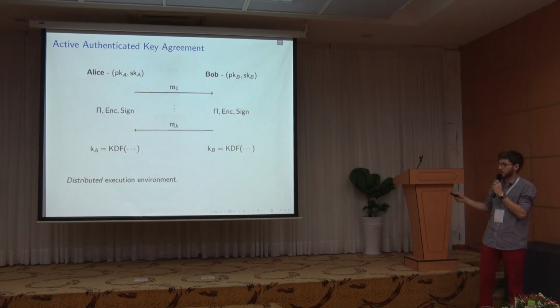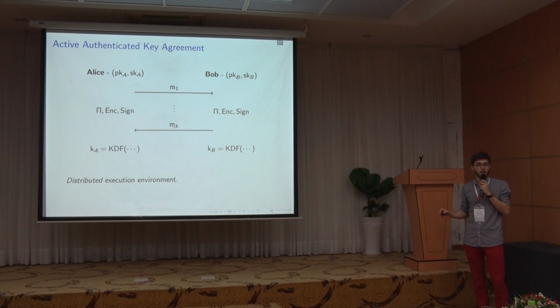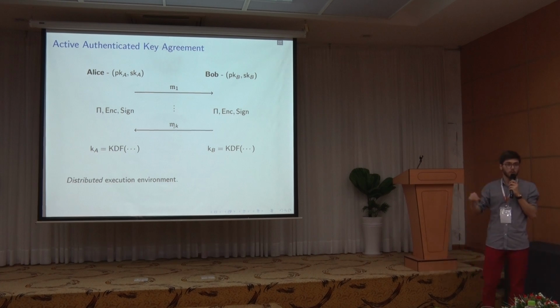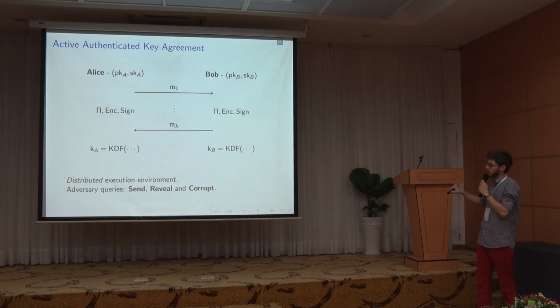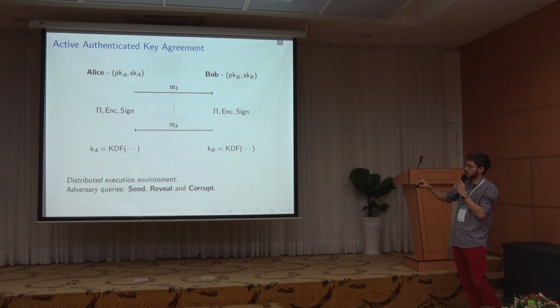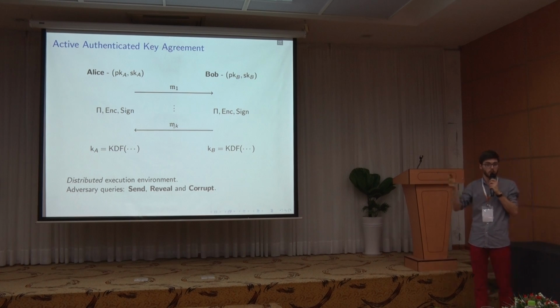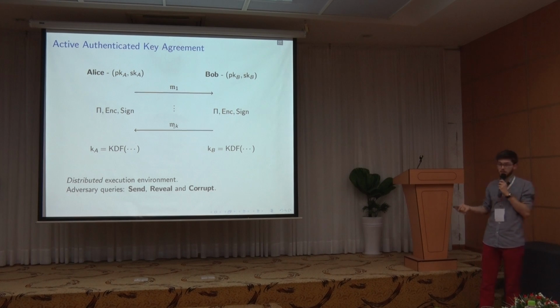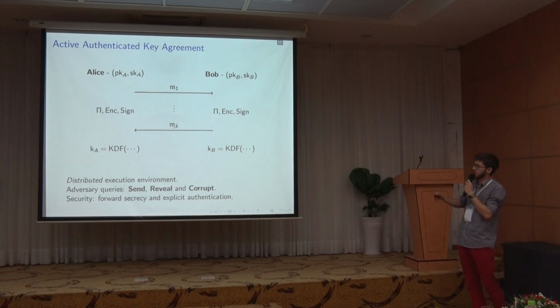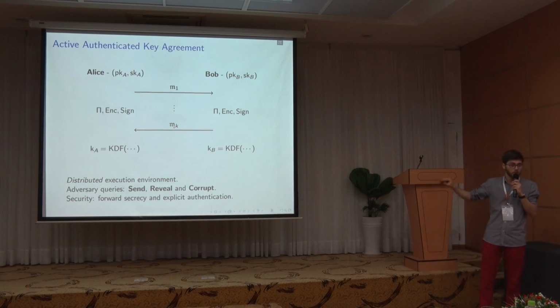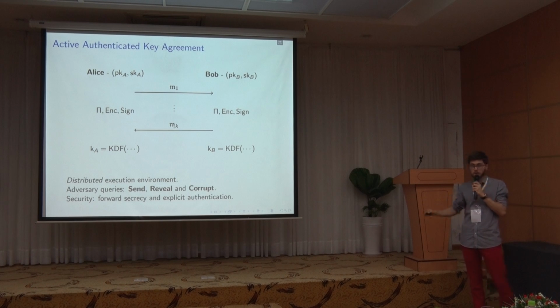So the first is that we're in a distributed execution environment. So we have multiple parties all ready to execute something like this, and they can interact with many other parties. We also have that the adversary this time is allowed to send in messages, fake ones, real ones. He's allowed to swap them around. He's allowed to reveal keys, and he's allowed to corrupt identities. And finally, the security we expect here is forward secrecy and explicit authentication. So I'm going to go through these different points in a bit more detail.